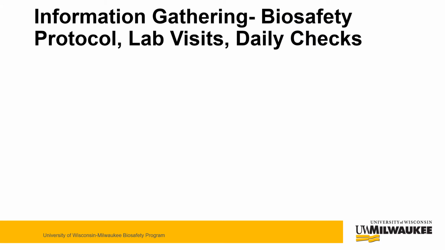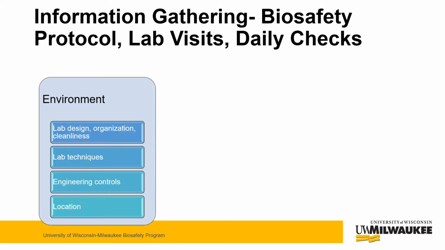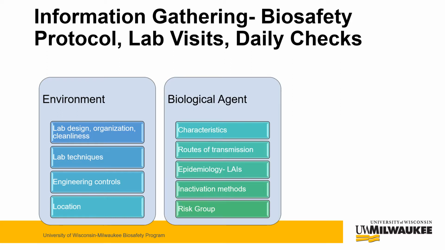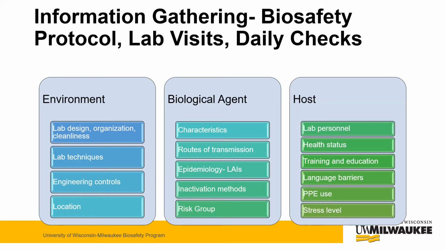There are 3 pieces to the information gathering process that you need to investigate prior to commencing your work. These include the lab environment, the biological agent, and the host or the lab personnel. The environment of your laboratory includes looking at your laboratory design, how the lab is organized, and the cleanliness of the laboratory. You should also assess the techniques that you plan on employing or the manipulations planned for the experiments you plan to do with the biological agent.